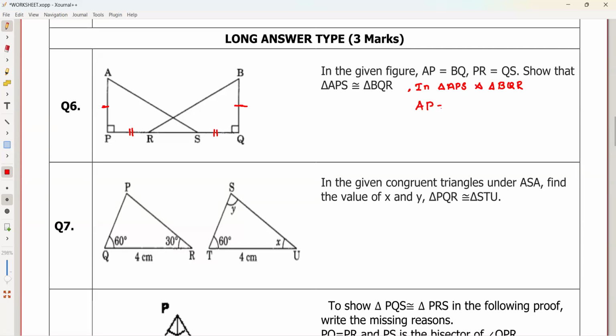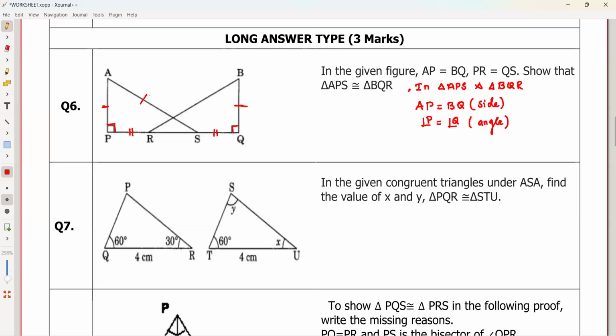AP is equal to PQ. That is what? Side. Next one, an angle is given. What angle? Angle P is equal to angle Q. This is a 90-degree given, right? Yes, sir, 90 degrees only. Angle P is equal to angle Q, we can go with 90 degrees.